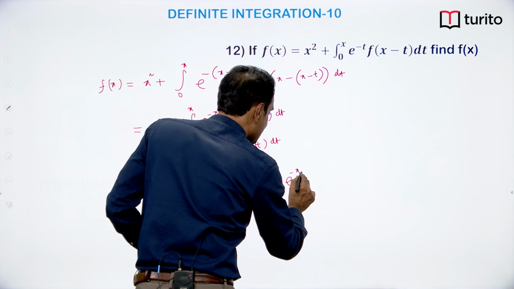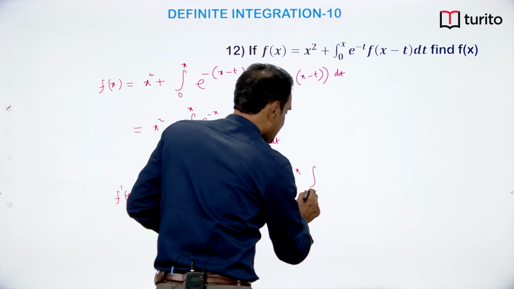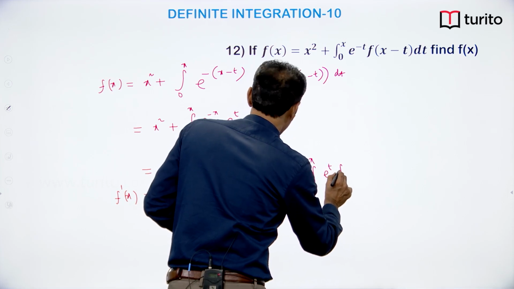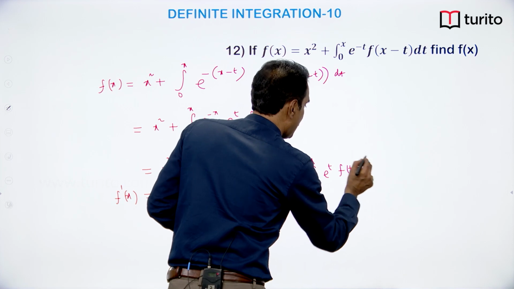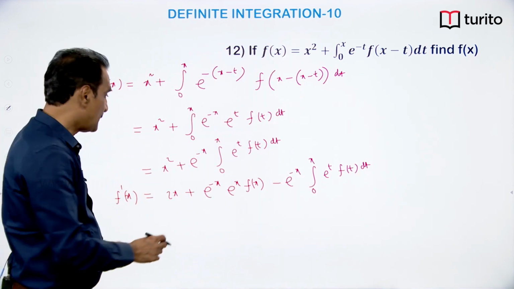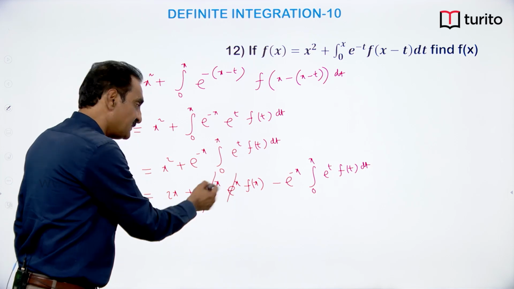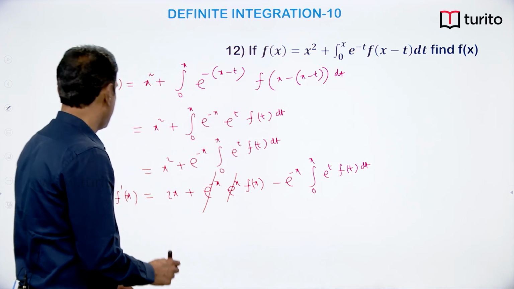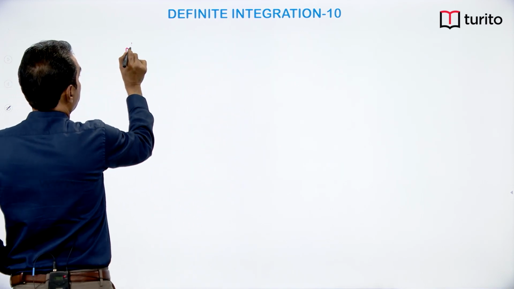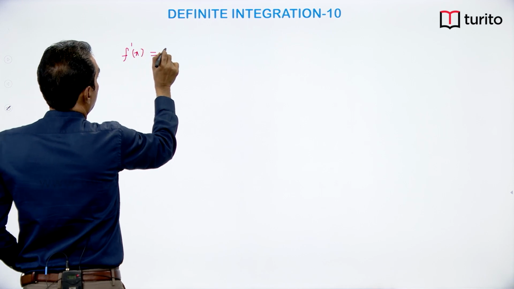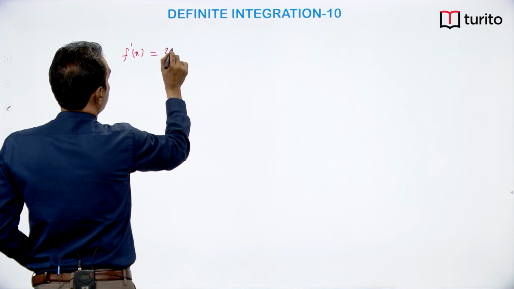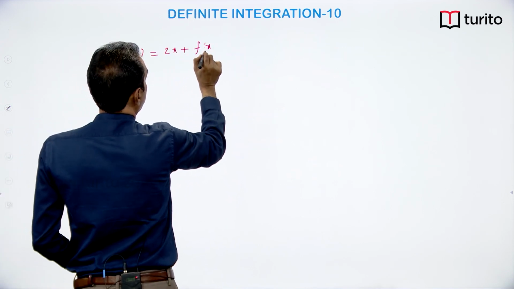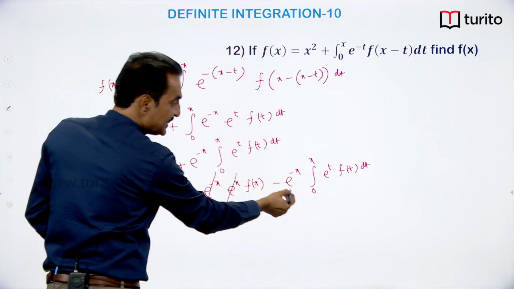Minus e power minus x into v as it is, integral 0 to x e power t into f of t dt. Now, observe it, e power minus x into e power x becomes 1. Now, I will write on the next page, f dash x is equal to 2x plus, this is f of x, next is minus of this.